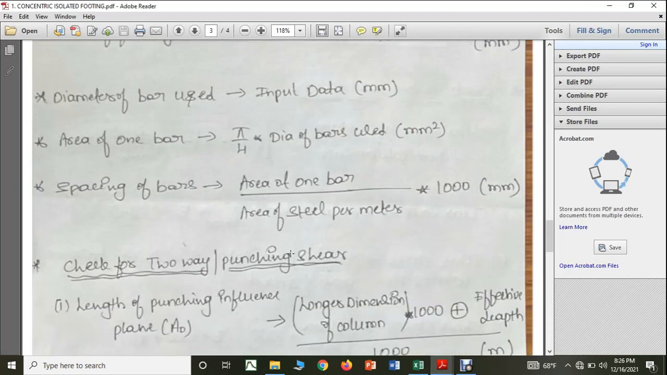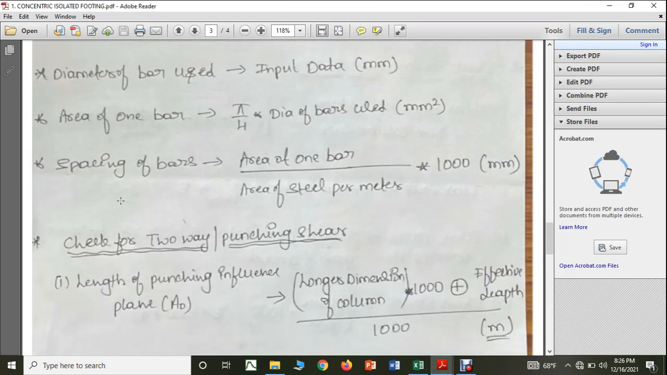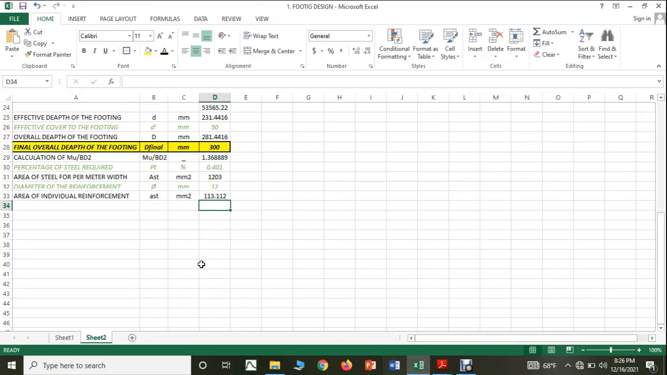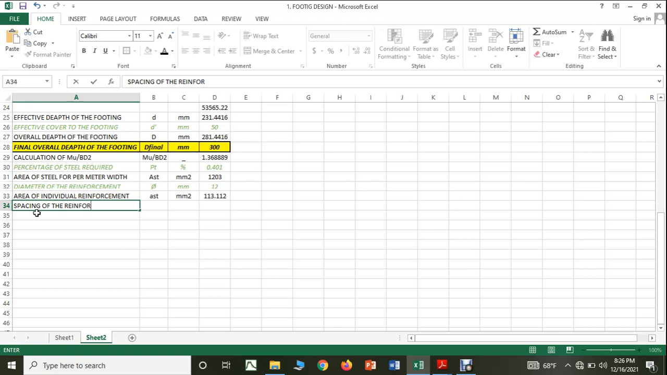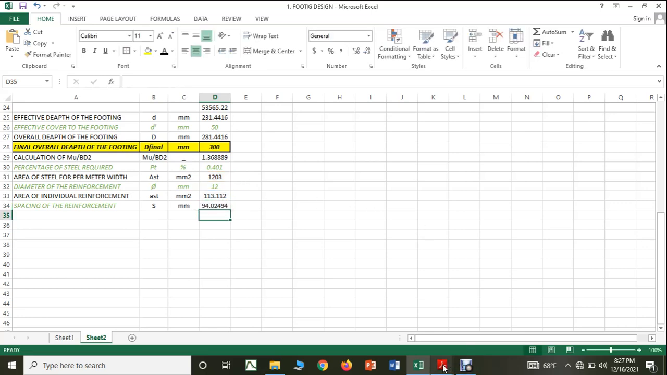Once you get the area of the one reinforcement, you can get the spacing of the bars. So what will be the spacing of the reinforcement? I can write it as capital S, and it will be in mm. That will be this divided by, that is the area of individual reinforcement divided by the total area into 1000. So that will be your spacing of the reinforcement.